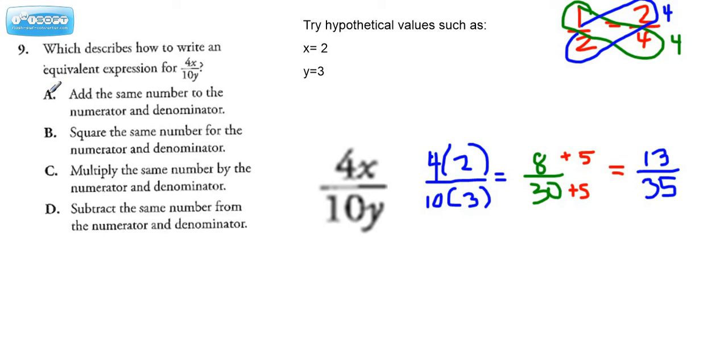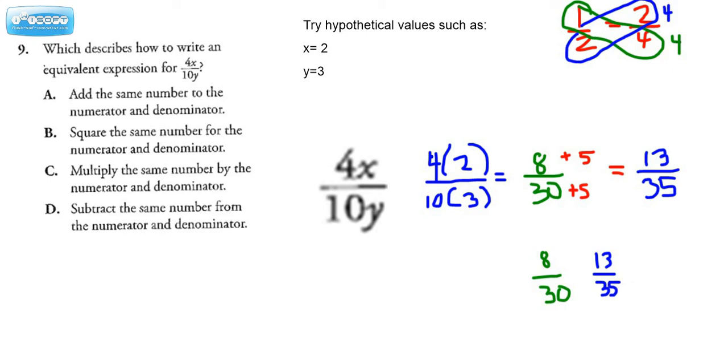If we look at choice A, add the same number to the numerator and the denominator. So let's say we're going to choose the hypothetical number of 5 to add. If we add 5 to 8, we get 13. If we add 5 to 30, we get 35. So let's use that idea of cross products. If we take our original expression of 8/30ths, and we take what we came up with by adding the same number, which in this case we just chose 5, and we compare that to 13/35ths, we would check the cross products.